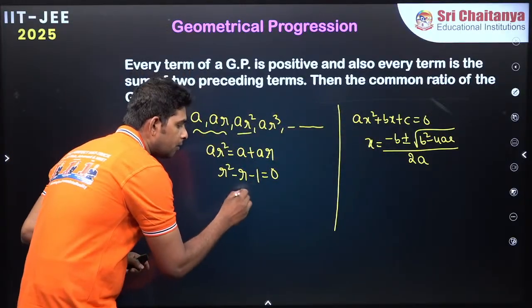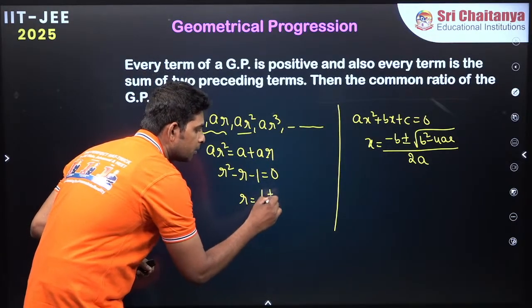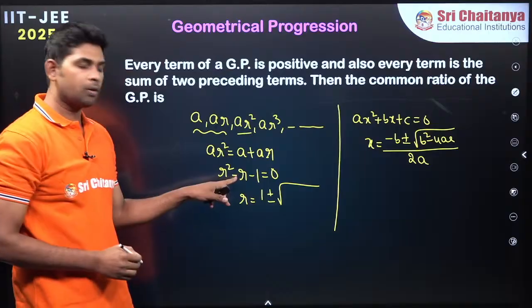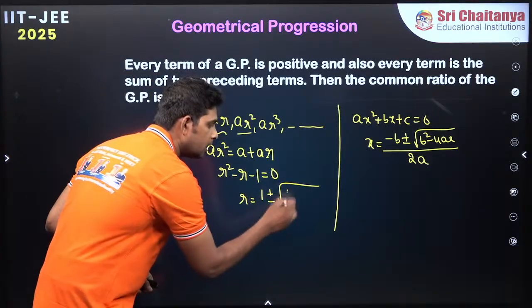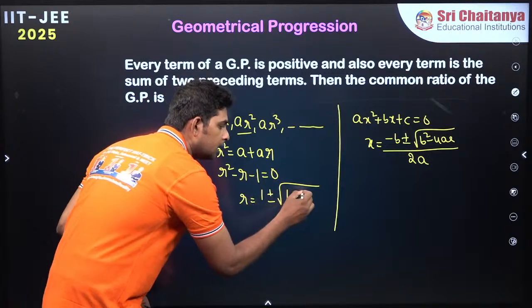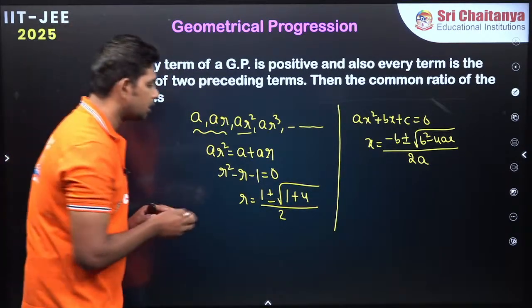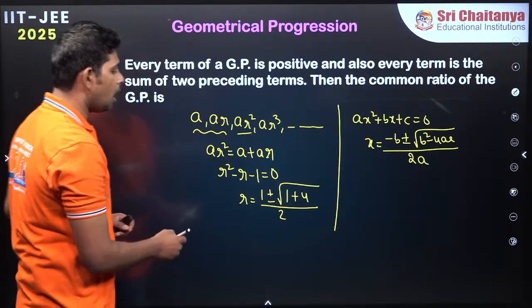Then you end up with the value of r is equal to minus of minus 1, which gives us 1, plus or minus square root of b square, that is minus 1 whole square, which is 1, minus of minus 4ac, that gives us 4, divided by 2 into a, which is nothing but 1 only. So this is the value of r.